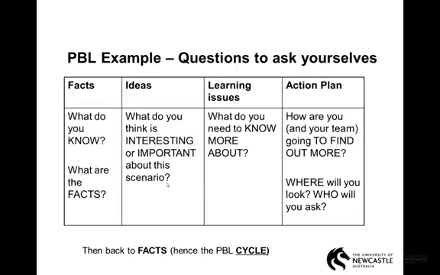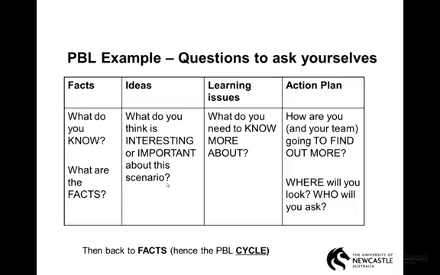This is another, perhaps a little bit more concrete way to represent those 4 columns. So the first column, the facts, is what do you know? What are the actual facts of the case? The second column, ideas, what do you think is interesting or important about this scenario? The third column, your learning issues, what do you need to know more about? And the final column, your action plan, how are you and the people you're working with going to find out more about your learning issues? Where will you look? Who will you ask?